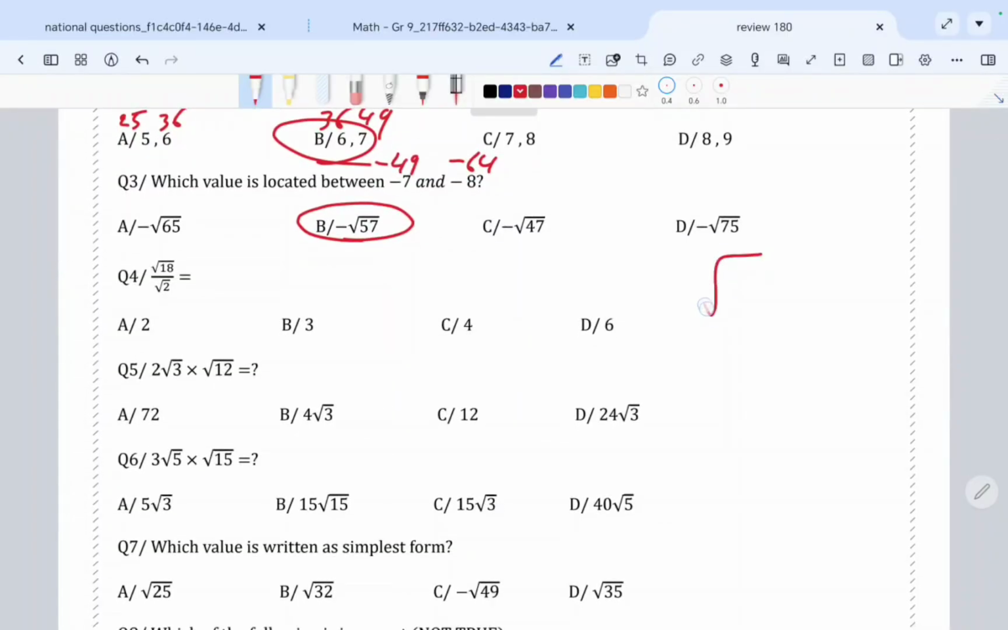We have some properties in square roots. For example, if you have the square root of a over b, it is equal to the square root of a over the square root of b. And vice versa is correct too.